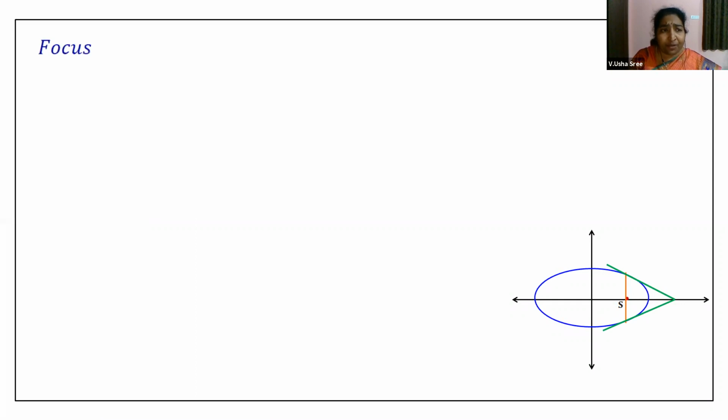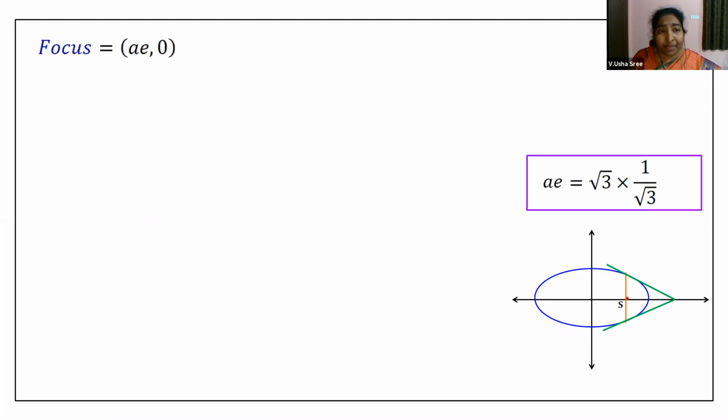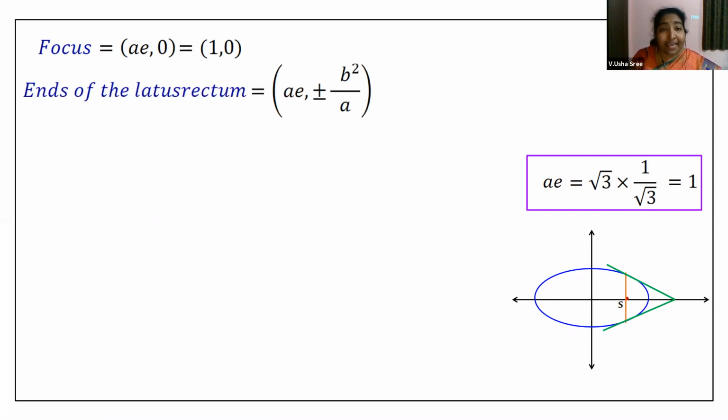So can we write focus? Focus is (ae, 0). So it should be root 3 into 1 by root 3. A is root 3, right? So you will have it as (1, 0). Then for the ends of the latus rectum, we have the formula (ae, plus or minus b square by a). So you can write it as (1, plus or minus 2 by root 3), since b square is 2.